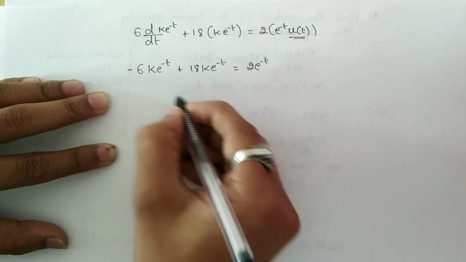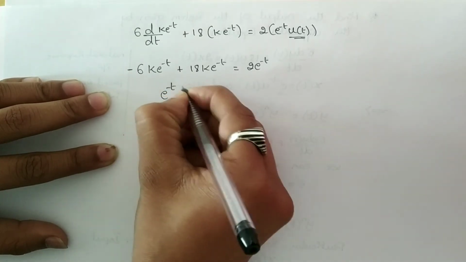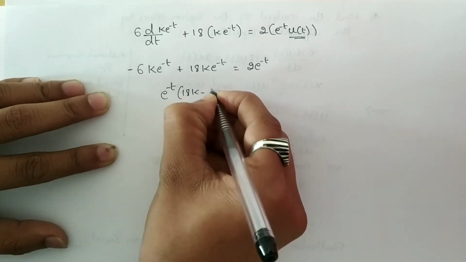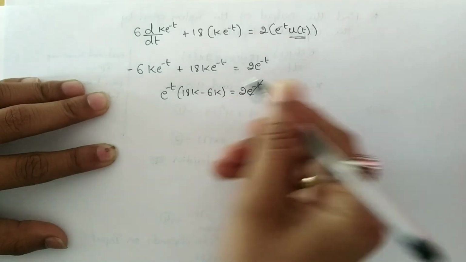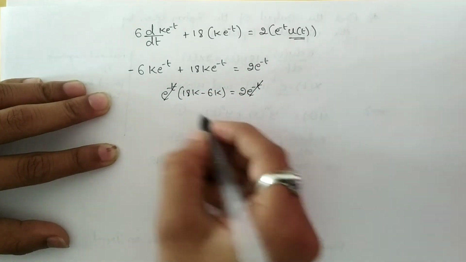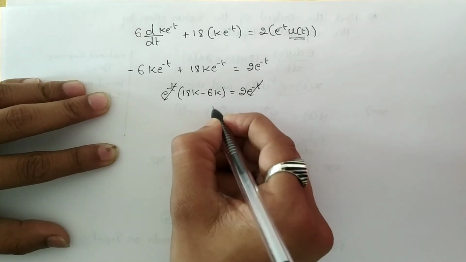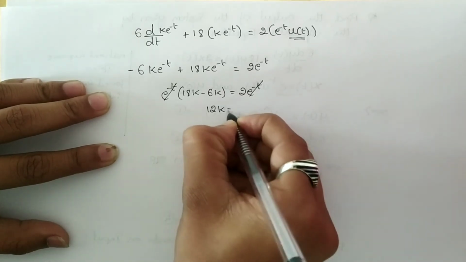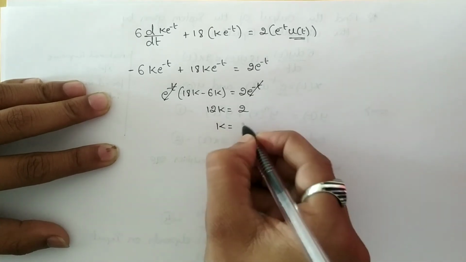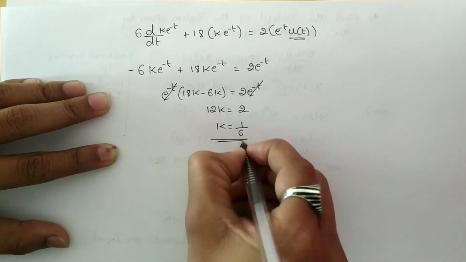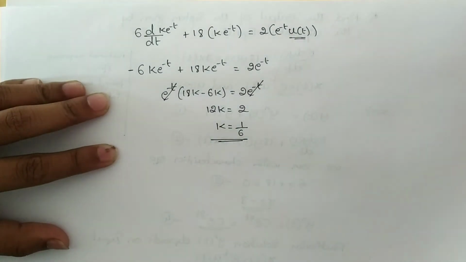Taking e power minus t common, we will be left with 18k minus 6k, which is equal to 2 times e power minus t. E power minus t gets cancelled, we will be left with 18k minus 6k is 12k, which is equal to 2, and the value of k is 2 by 12, which is nothing but 1 by 6. We got the value of k as 1 by 6.